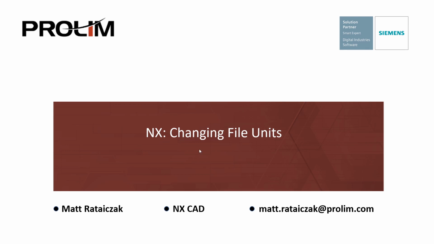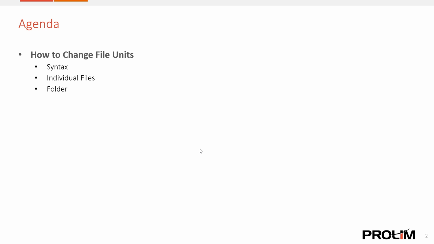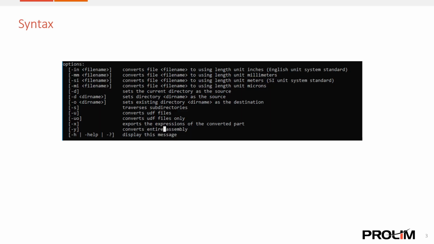Now, starting off, I just want to talk about how you can change the file units. I'll go through the syntax of the tool that we're going to be using, and I'll show you an example of if you're making a change to an individual file versus if you're trying to make a change to a folder. If you want to do, say, 10 files specifically, you could throw them in a folder and point to that specific folder rather than having to do it manually for each individual one.